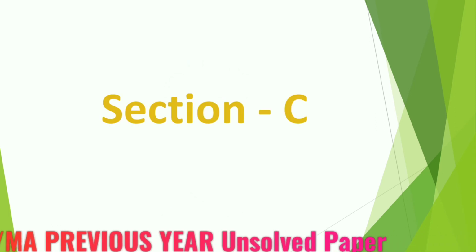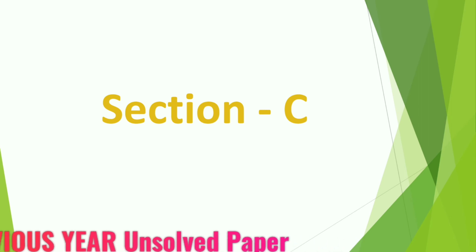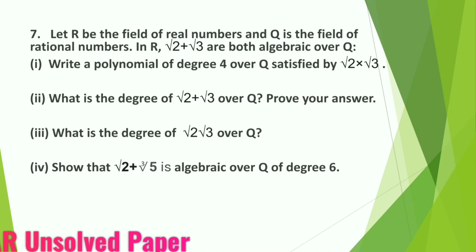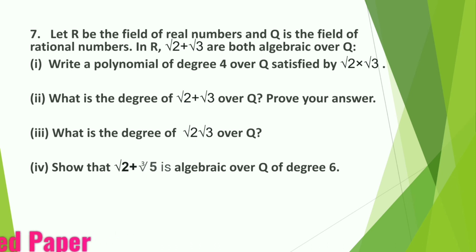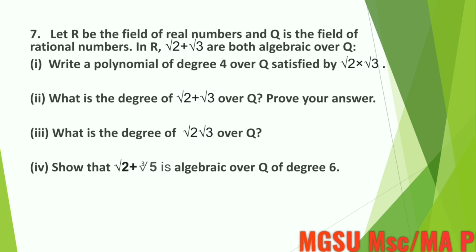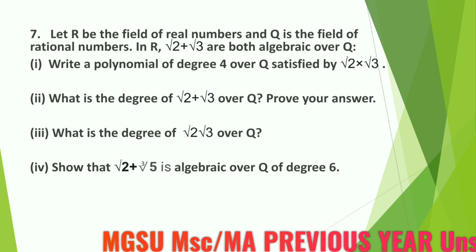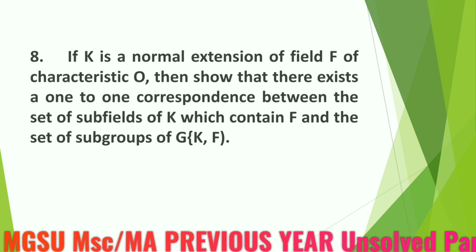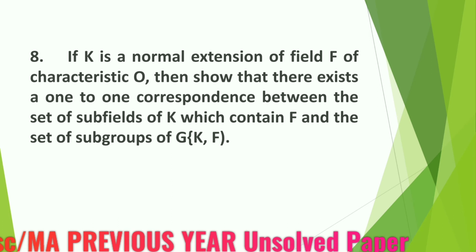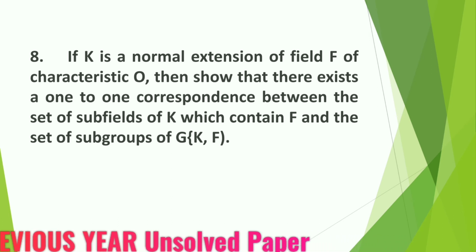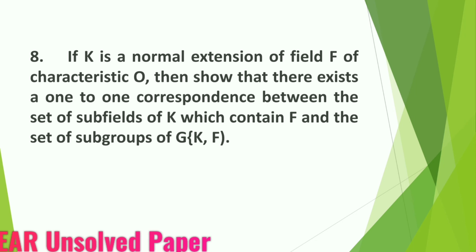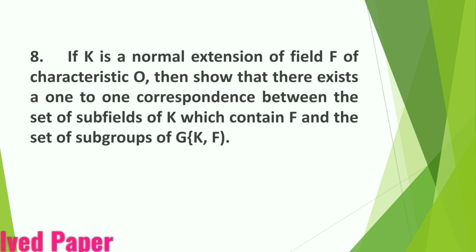Here we have completed section B, then we come to section C. Section C, what does it say, question number first. Let R be the field of real numbers and Q the field of rational numbers. In R, root 2 plus root 3 are both algebraic over Q. Then we have to solve these 4 questions. Next, if K is a normal extension of a field F of characteristic 0, then show that there exists a one-to-one correspondence between the set of subfields of K which contain F and the set of subgroups of G(K,F).